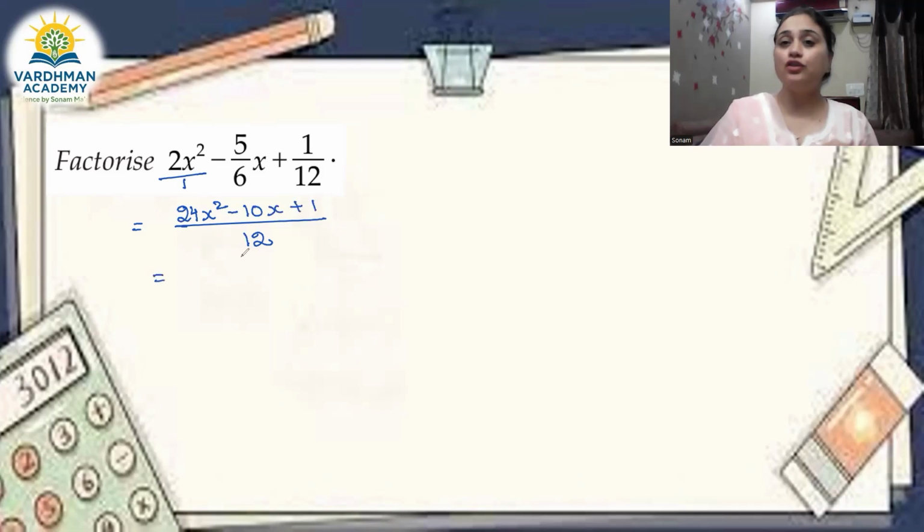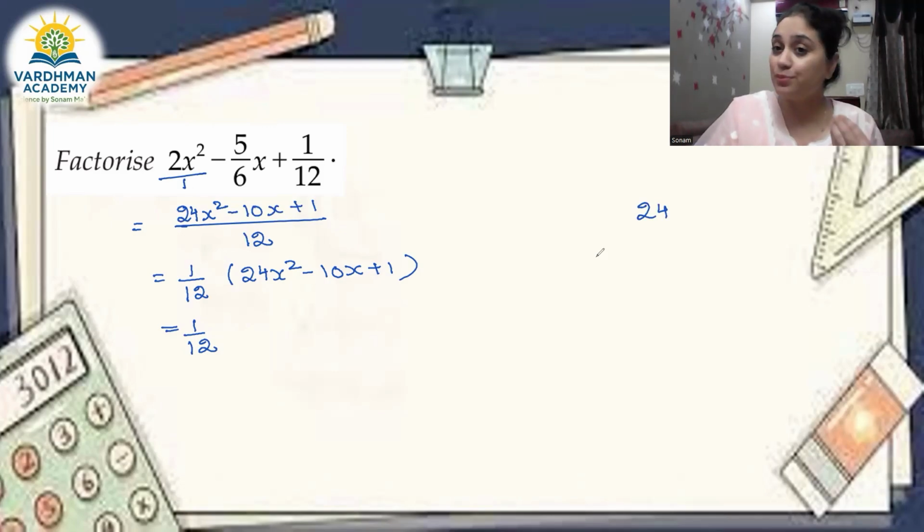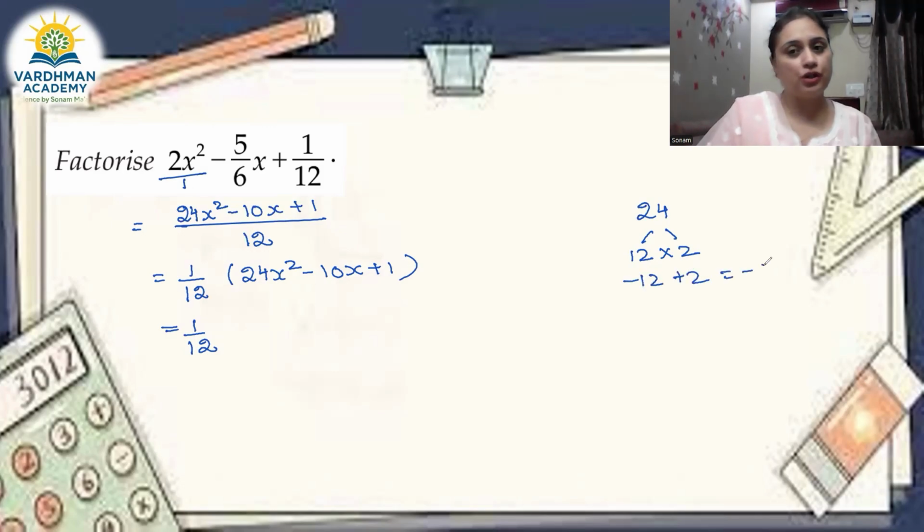Now in this case, the denominator is a constant term, so you take 1/12 separately, and the polynomial terms come out to be 24x square minus 10x plus 1. Right. So 1/12 stays as it is. Now multiply 24 and 1, you get 24, and what you need as the middle term is minus 10 here. So 12 times 2 will make it 24, and minus 12 plus 2 will give you minus 10. Right, children? So we are getting both the product as well as the middle term.